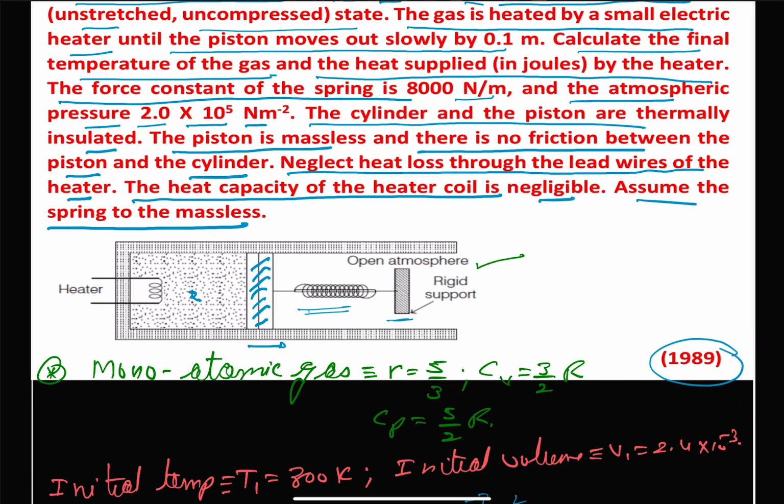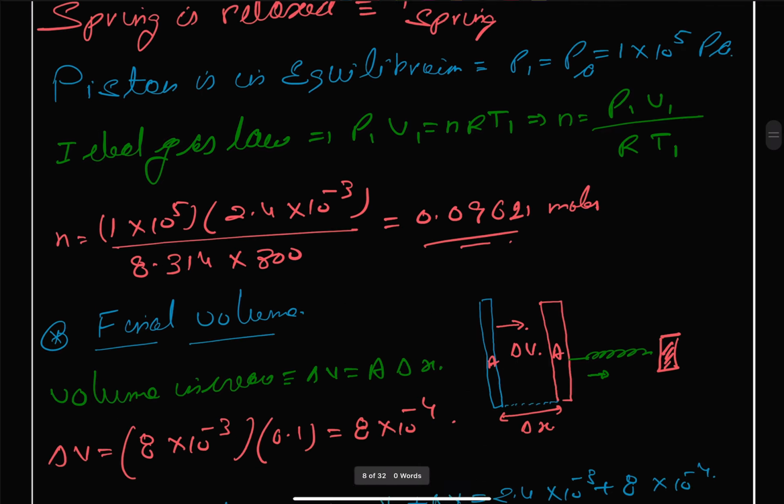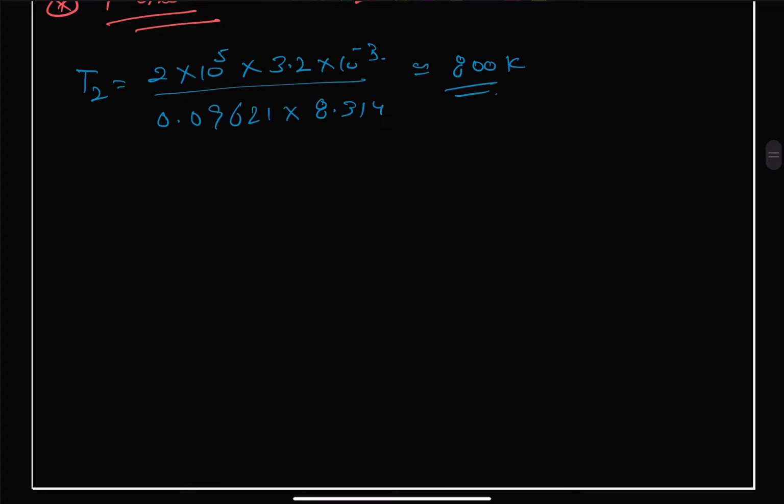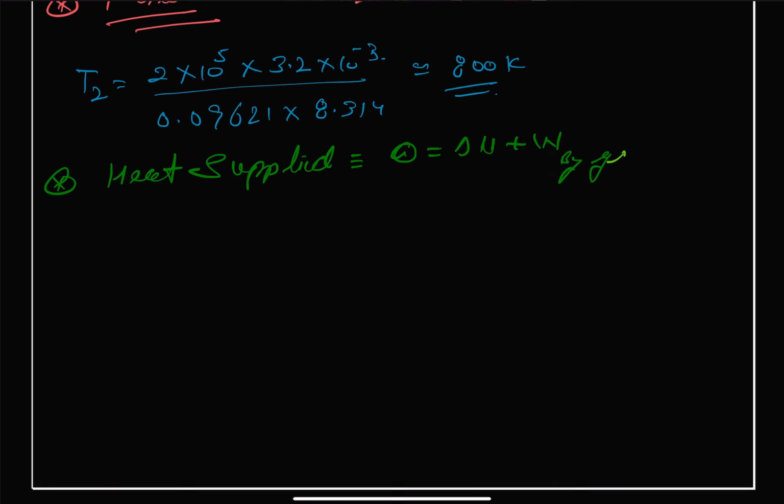Final temperature and heat supplied. Okay, so we need to find out the heat supplied, that is our Q. So we can use our first law of thermodynamics, and we can say our Q is equal to delta U plus work done, and this work done will be by the gas. Okay. And delta U we can calculate.